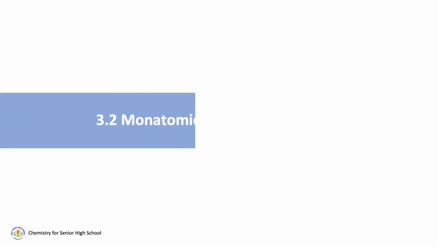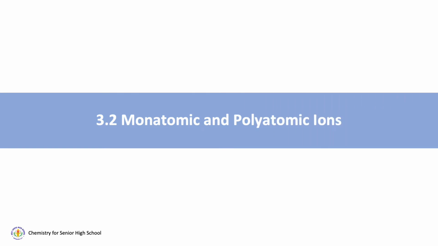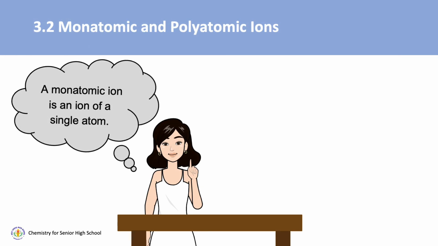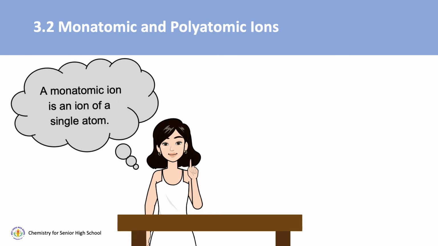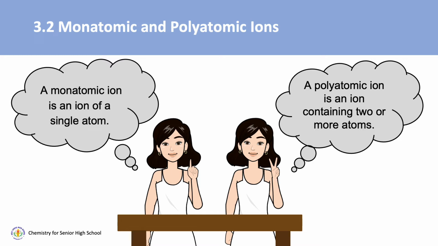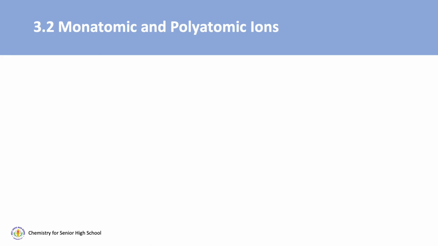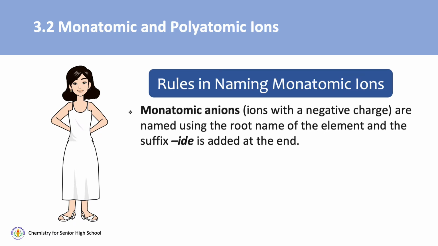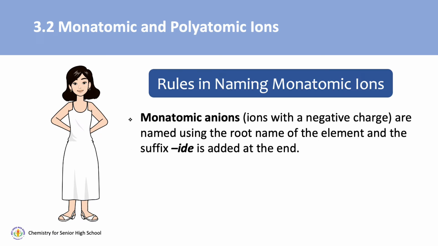Let's move on to lesson 3.2, which is all about monatomic and polyatomic ions. A monatomic ion is an ion of a single atom, whereas a polyatomic ion is an ion containing two or more atoms. Here are the rules in naming monatomic ions. First, monatomic anions, or ions with a negative charge, are named using the root name of the element, and the suffix "ide" is added at the end.